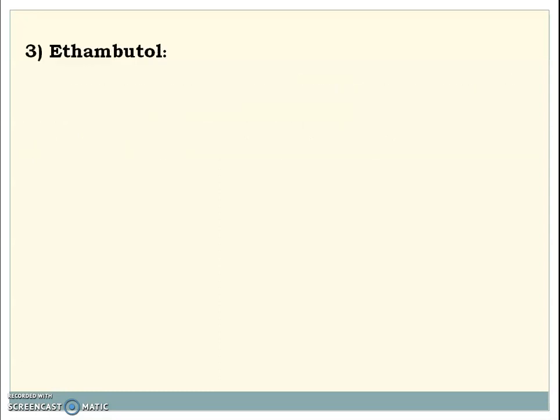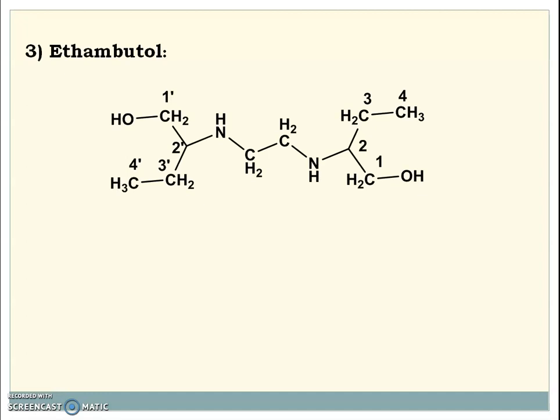Now the third example is ethambutol. This is the basic drug ethambutol. Centrally it has 2 carbons. To those 2 carbons it has 2 amino groups, and each amino NH group has a 1-butanol, and those OH groups are in the trans position to each other. The IUPAC nomenclature is 2,2'-(ethylenediimino)di-1-butanol.